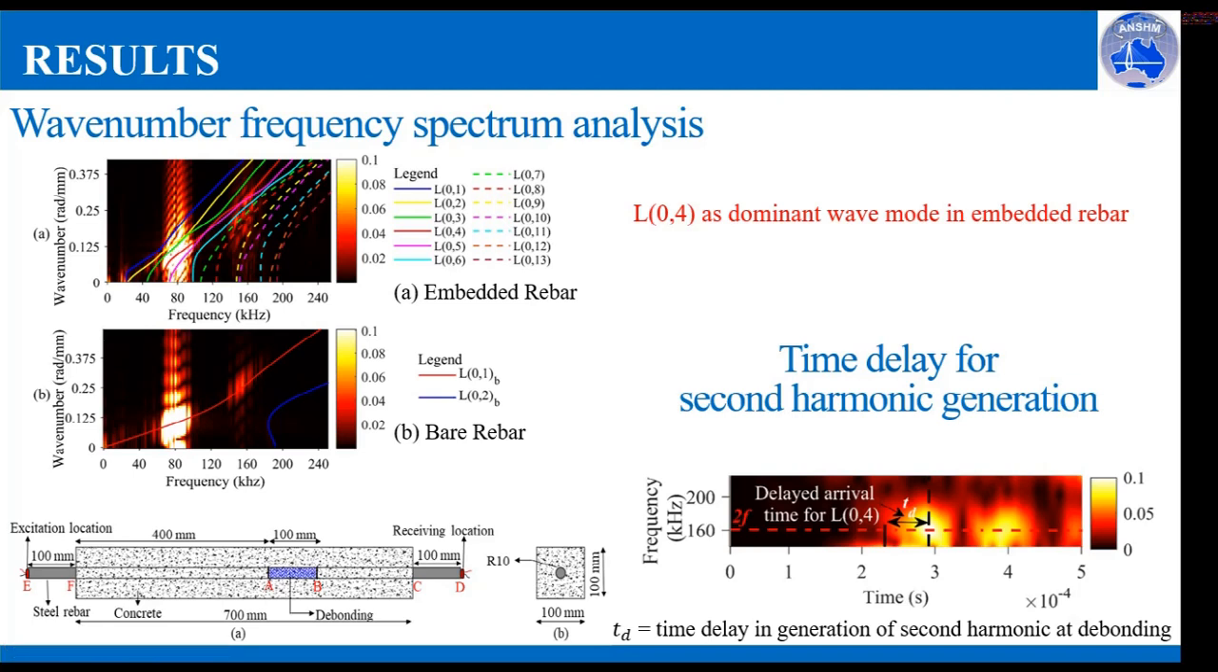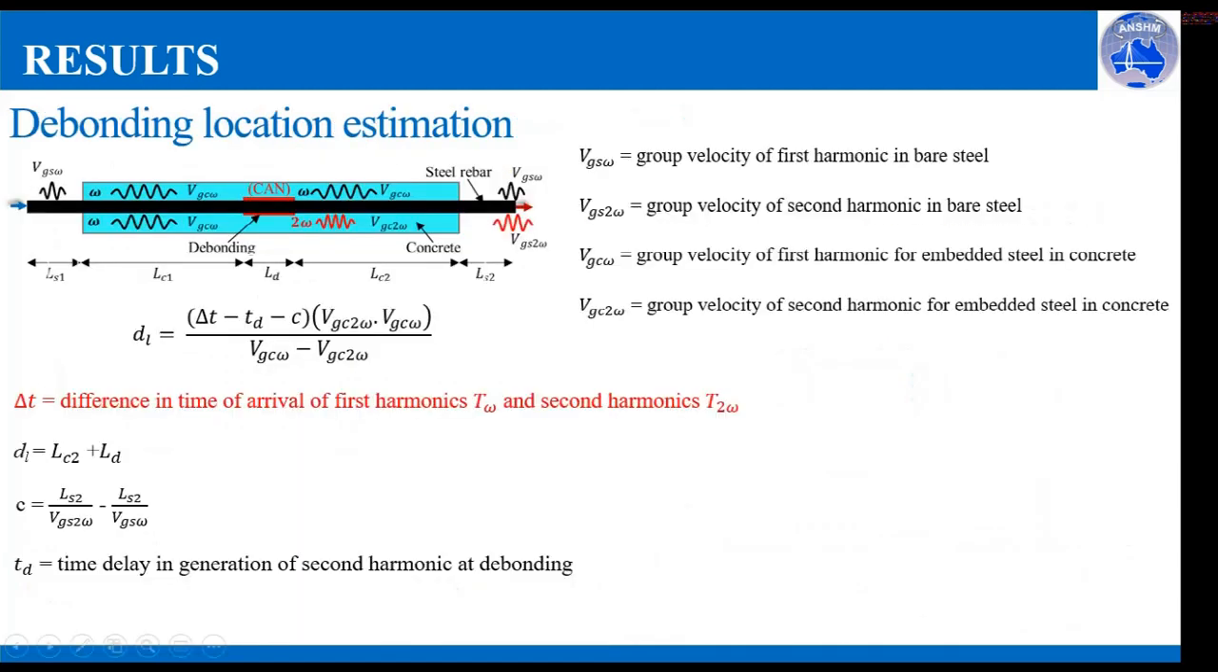As the wave interacts with debonding, there can be a delay in the generation of second harmonics. So this delay is calculated theoretically. Theoretically, the second harmonics should be present at 2.3 into 10⁻⁴ seconds. However, by carrying out the time frequency spectrum analysis at the location of the debonding, the delay is found, and this delay is incorporated in the location estimation of debonding.